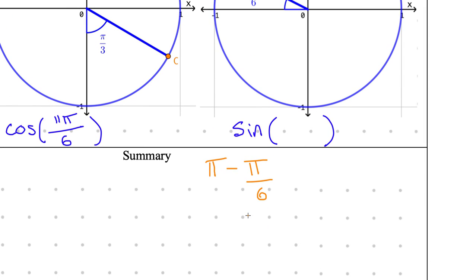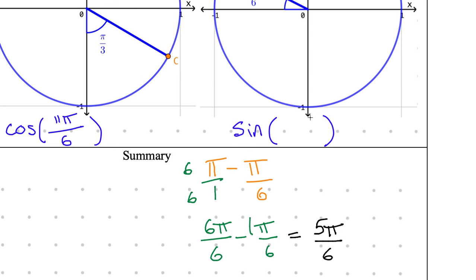Exactly. So pi minus pi over 6, perfect. Did you want to give it to someone else, or do you want to keep solving? I can try. Yeah, go for it. Would you have pi over 1, the first one? Yep, it's pi over 1. Then you multiply the pi over 1 by 6 on both sides. Perfect. Then you have 6 pi over 6 minus pi over 6. That's 5 pi over 6. There it is.